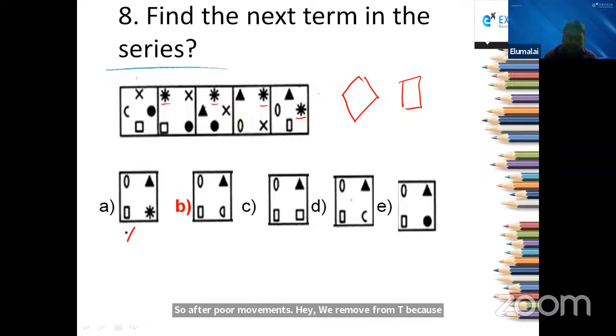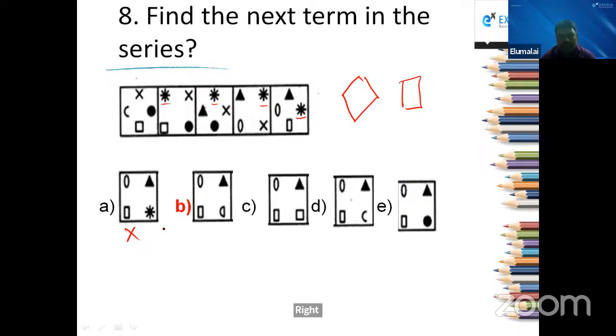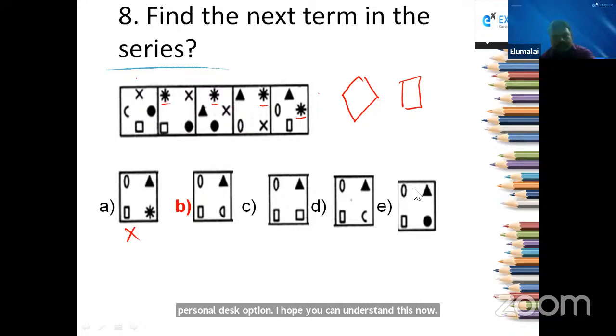So by this property, you could have eliminated option A, right? So here I have eliminated option A. Many of you have posted it as option A. I hope you can understand this now. Maximum of you have answered it as answer A. Do you understand why I eliminated this?